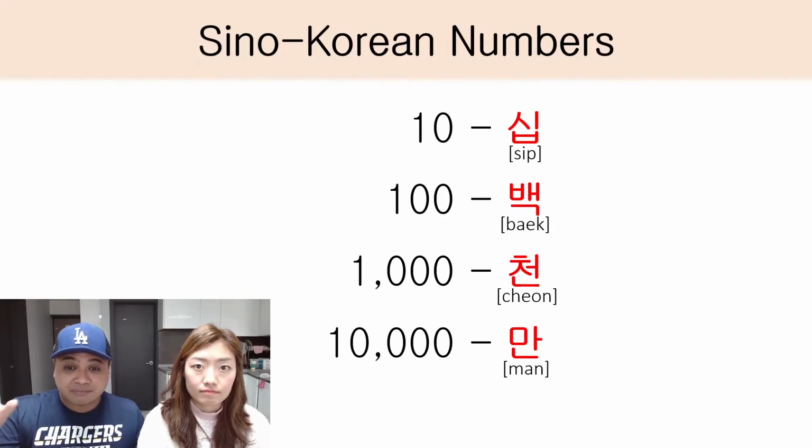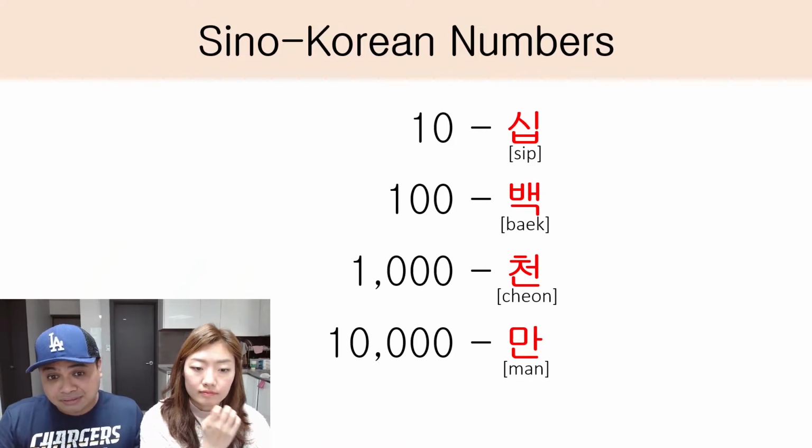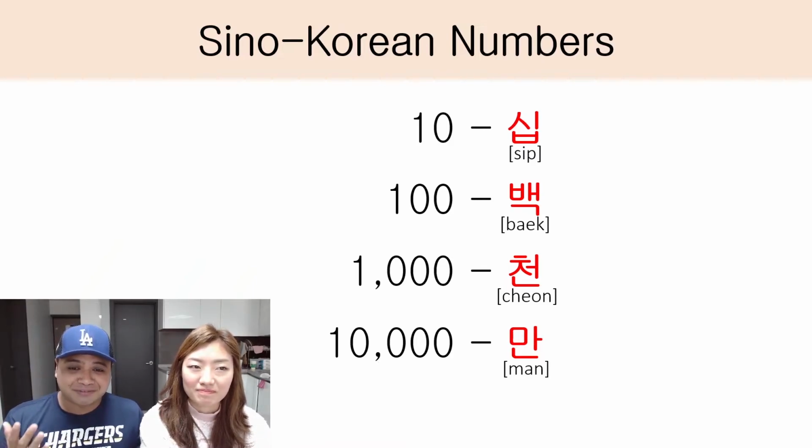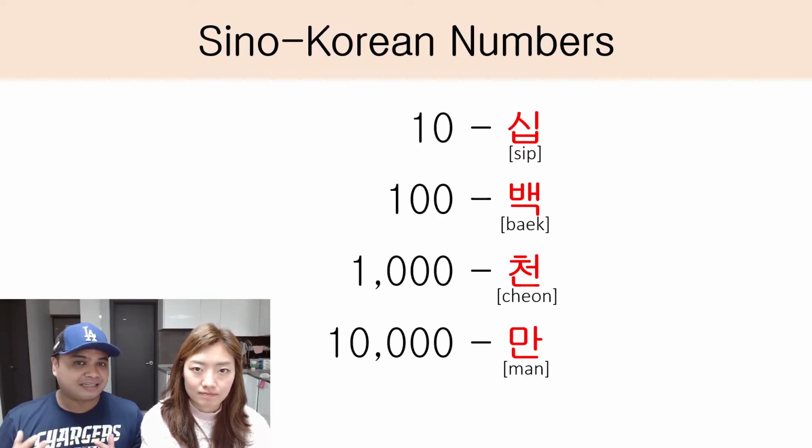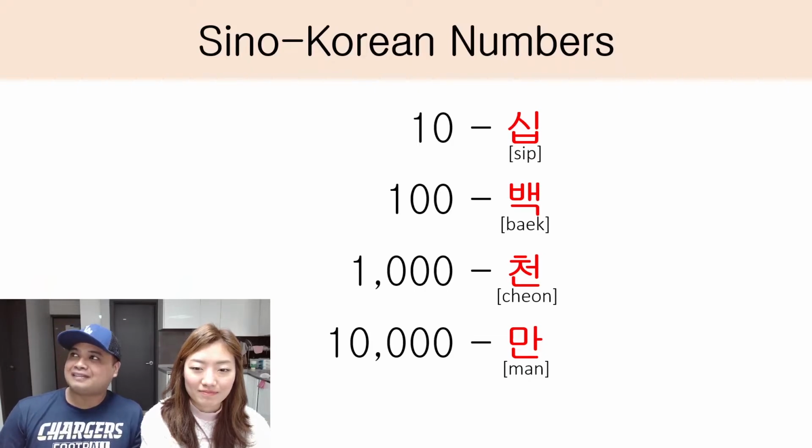To say 5,000, you need to say 5 1,000s. Now, for these other numbers, we need to say a certain amount of 10,000s. I know you've got to do the math in your head. For me, it was very difficult. I was like, how many 10,000s do I need to say 1 million?